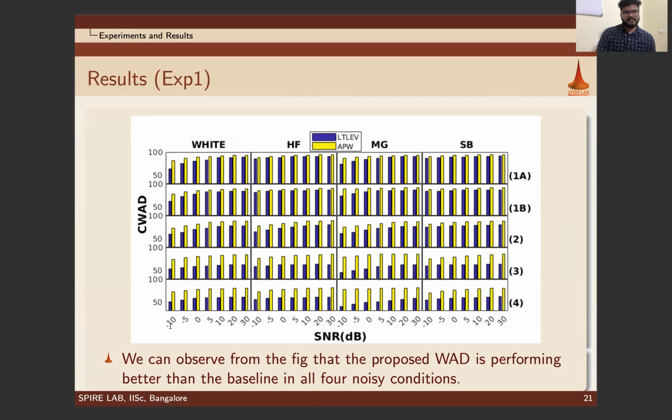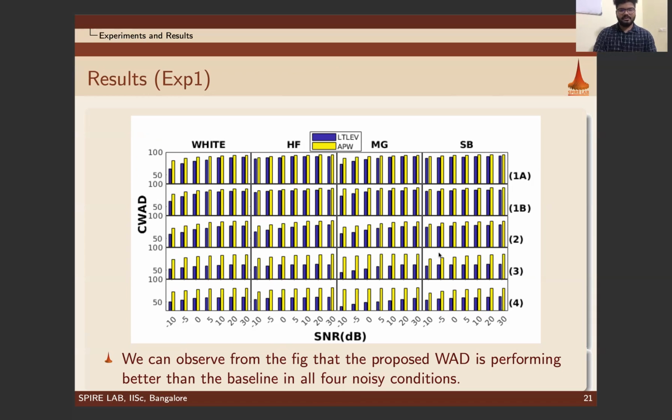And we can see here -10, -5, 0 to 30. These are different test SNRs, which are different from those of the training. So we can see that in almost all test cases, the proposed method performs better than the baseline. Particularly in test cases 3 and 4, where the methods are tested using data coming from a different recording device, the proposed method performs significantly better than the baseline method.